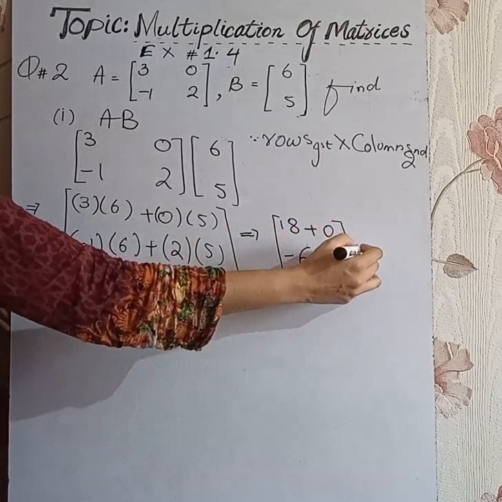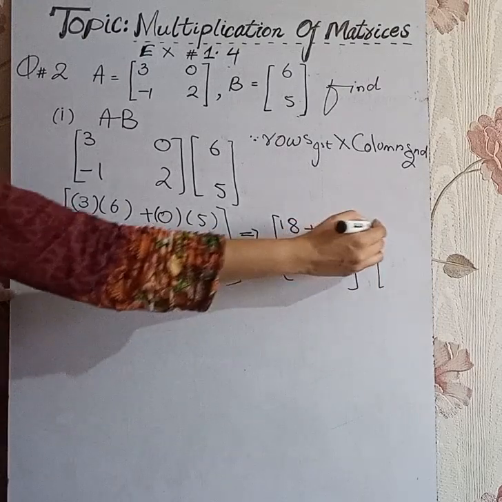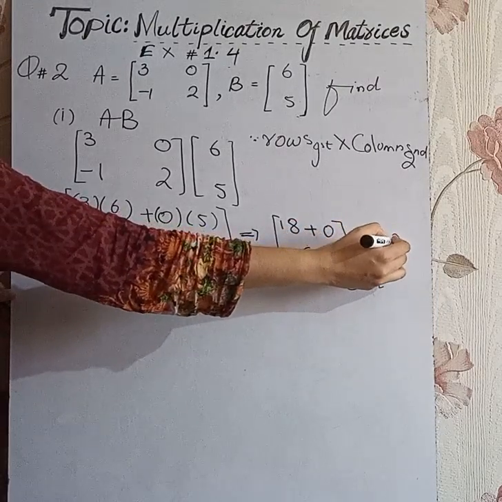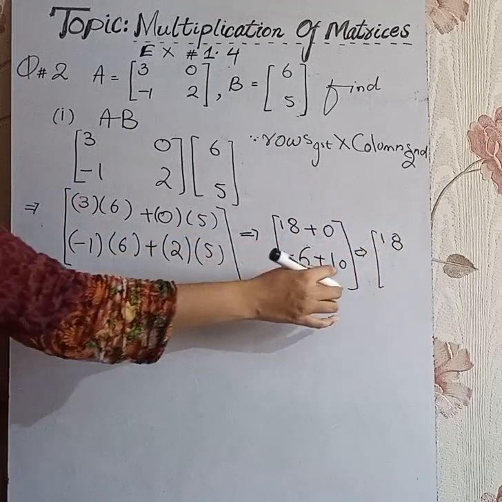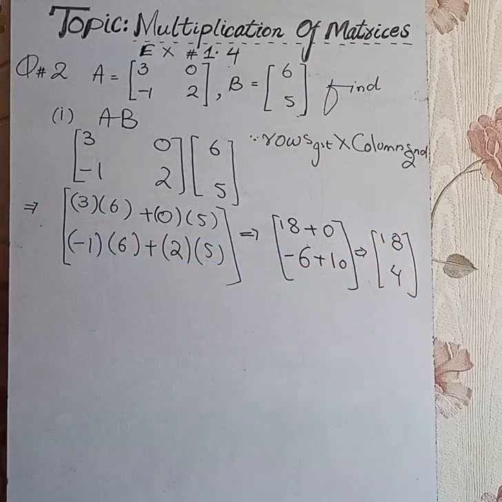So what is the resultant matrix over here? 18 plus 0 is 18. Minus 6 plus 10 is 4. So this is the product of these two given matrices A and B.